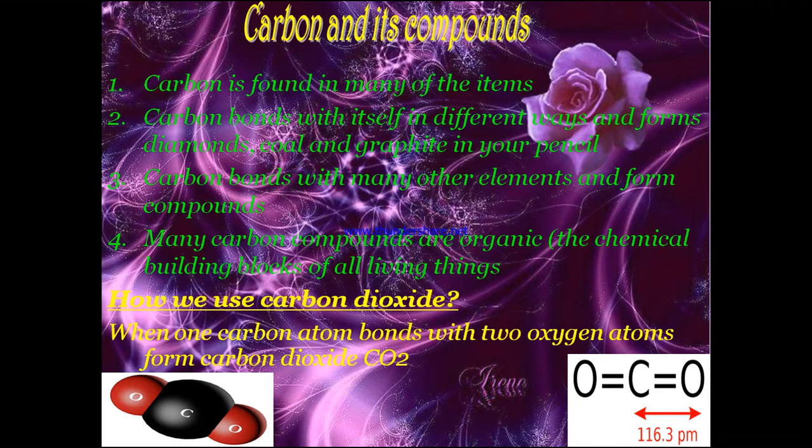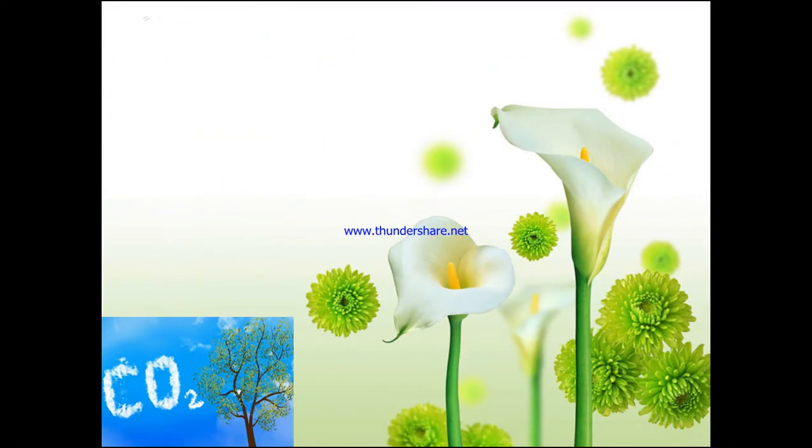How do we use carbon dioxide? When one carbon atom bonds with two oxygen atoms, it forms carbon dioxide, CO2. So this is a chemical formula, or chemical symbol, CO2. And you know that the chemical formula just tells you the type and the number of atoms. So I know from CO2 that it contains one carbon atom and two oxygen atoms.